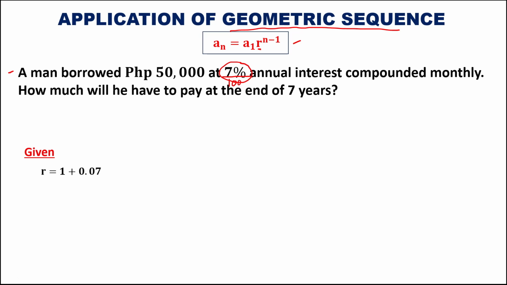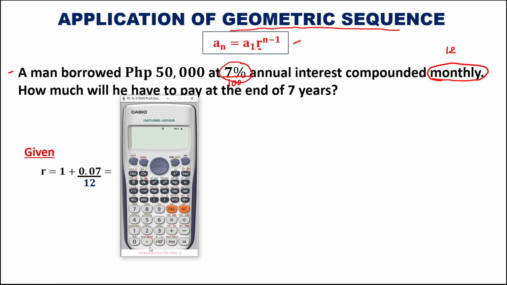So this is equal to 0.07. So since this problem compounded monthly, and take note that there are 12 months in a year, so therefore from the given rate, divide this one by 12. So R equals, so we have 0.07, then divide by 12, equals then plus 1.